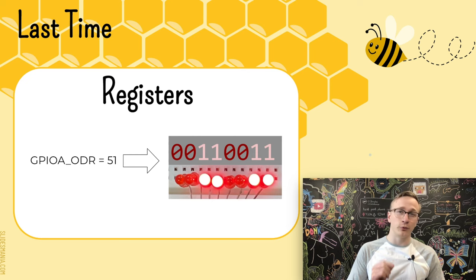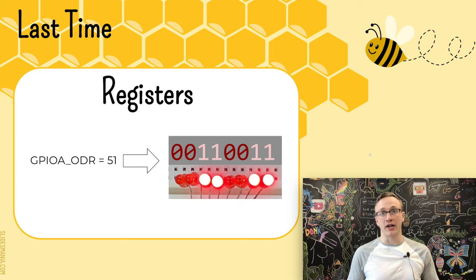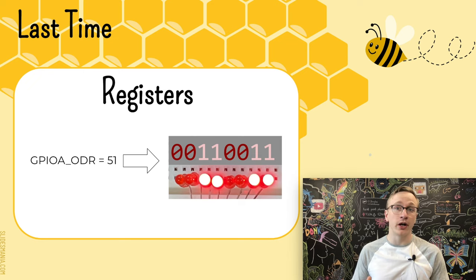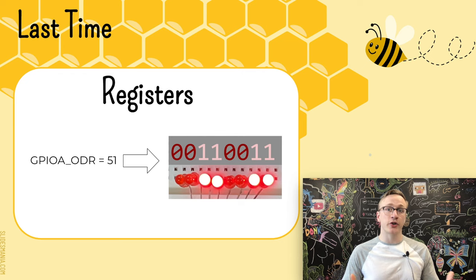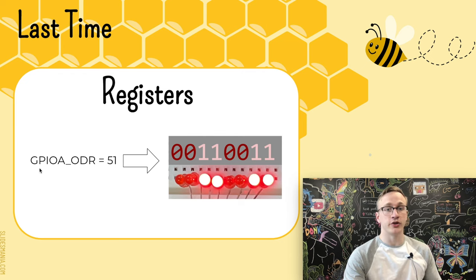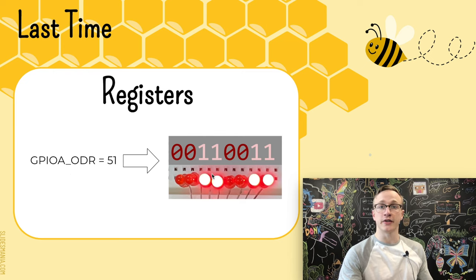Before we dive in, I really want to review some of the things we covered in the last video. The last video is incredibly important to this whole series. I'd really recommend going back to watch it if you haven't already. In that video, I talked about how registers control every aspect of a microcontroller. For example, I talked about this GPIO-A output data register, which directly controls pins tied to the STM32.